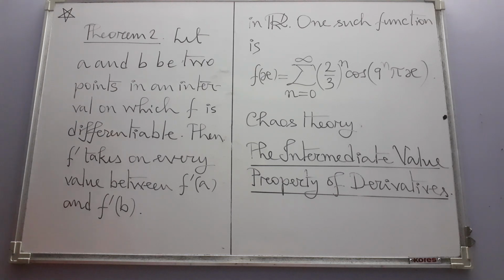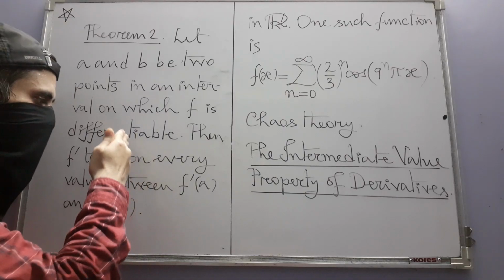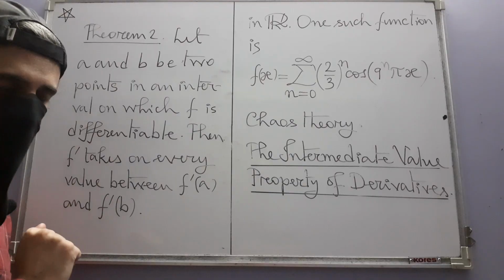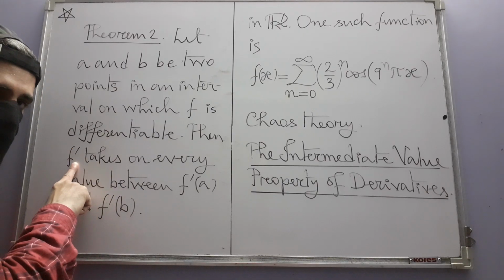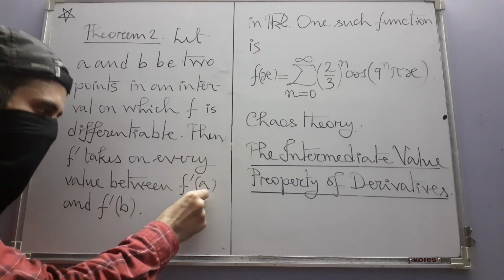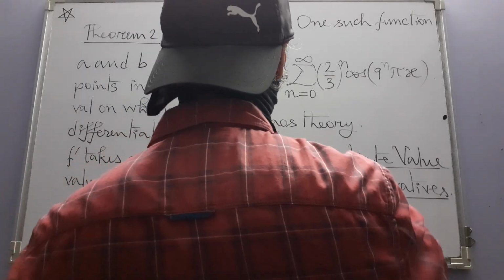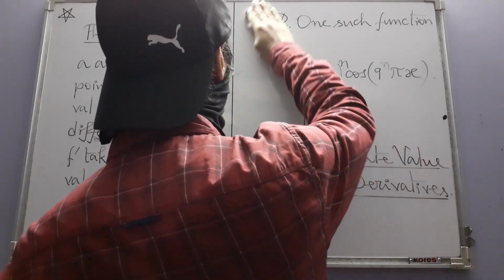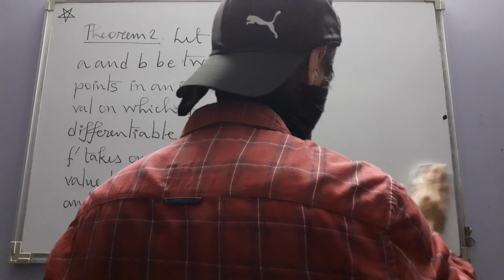Okay, so if a function is differentiable in an interval and in that interval you take 2 points, then the derivative function takes on every value between its value at a and its value at b. So that is the intermediate value property of derivatives. And this actually has a consequence.